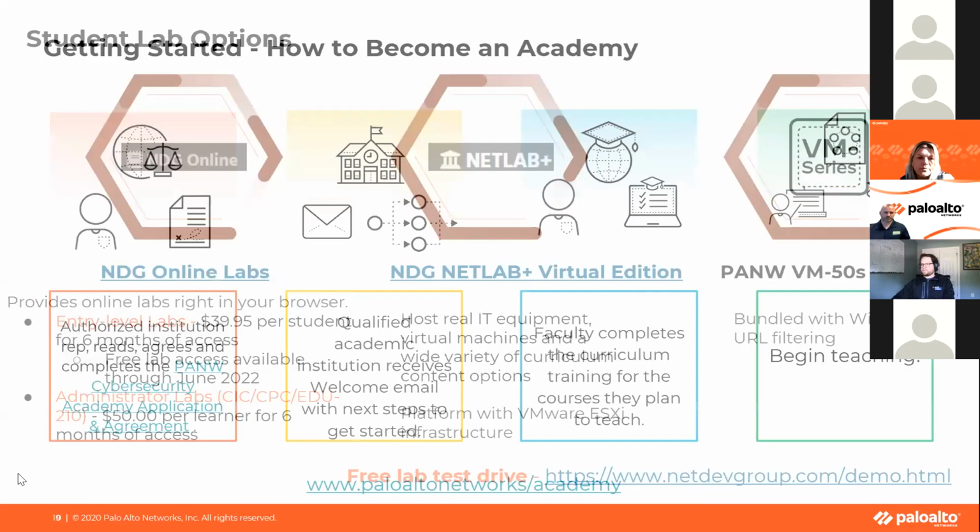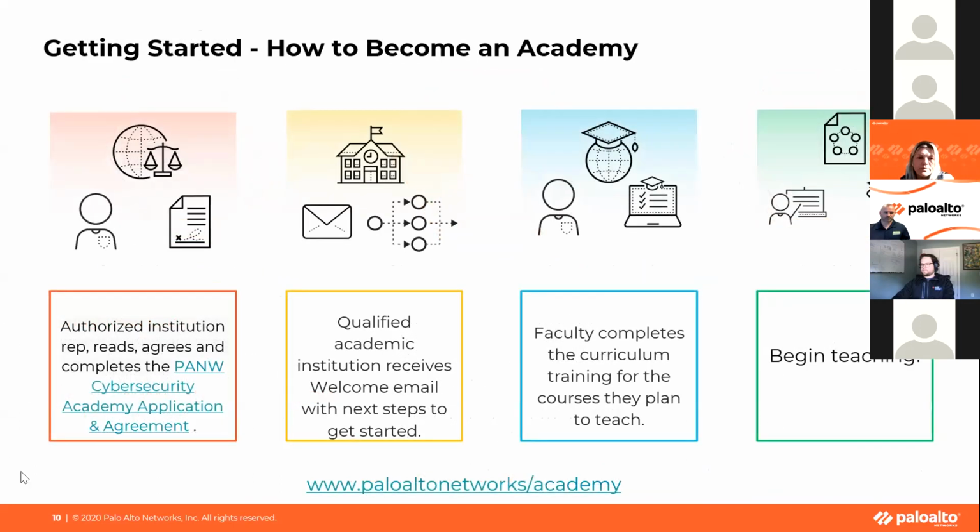If you're not an academy, we have an online academy application and agreement. That's how you would enroll. As long as you're a degree granting institution of higher education or a high school, we'll accept you. And then we'll send you a welcome email with how to get started, how to access the courses, the self-paced training, the online class schedule for the summers, and all of that.